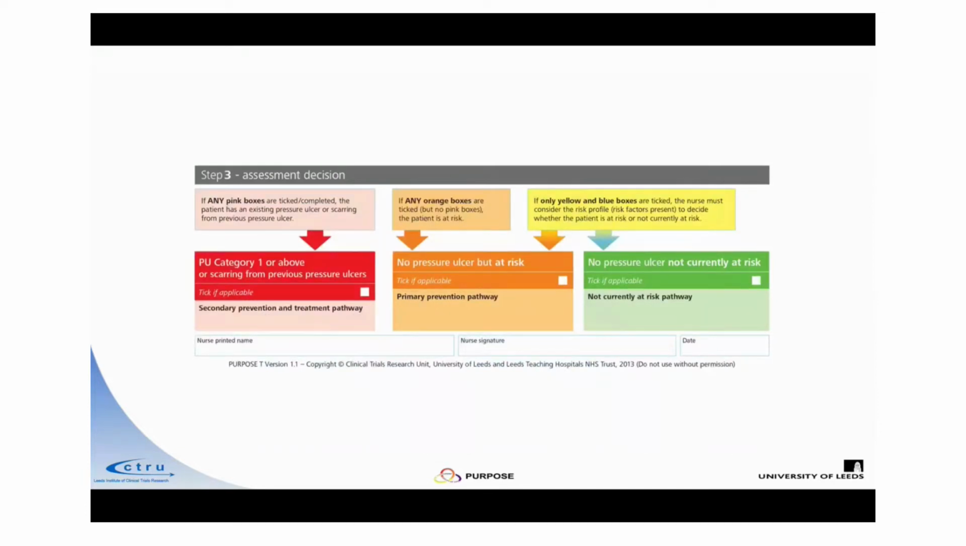So as I mentioned earlier, by looking back at the assessment that you've done, if you've ticked any pink boxes, then obviously they've got a pressure ulcer already. You would also have the profile of the risk, so that would help you to plan the care accordingly. If there's no pink boxes ticked but some orange boxes ticked, then they would be at risk of pressure ulcers. And there are some patients who only have yellow boxes and blue boxes ticked. Then you've really got to use your clinical judgment around that risk profile to decide whether or not they're currently at risk.